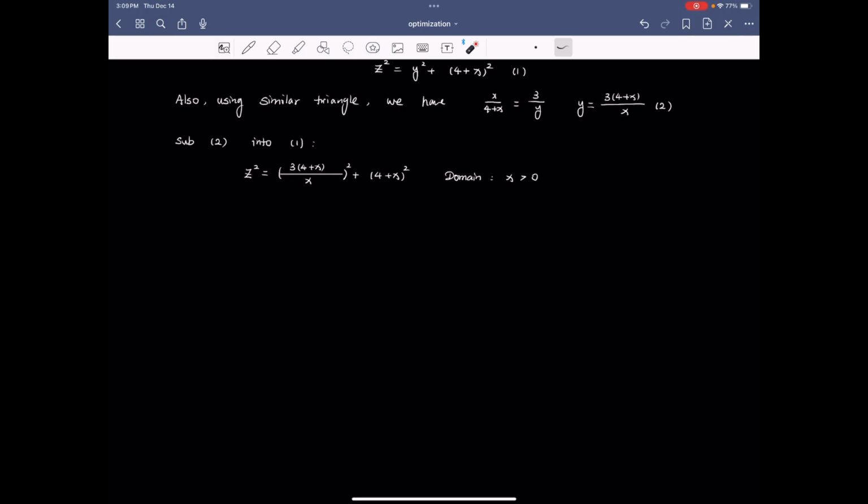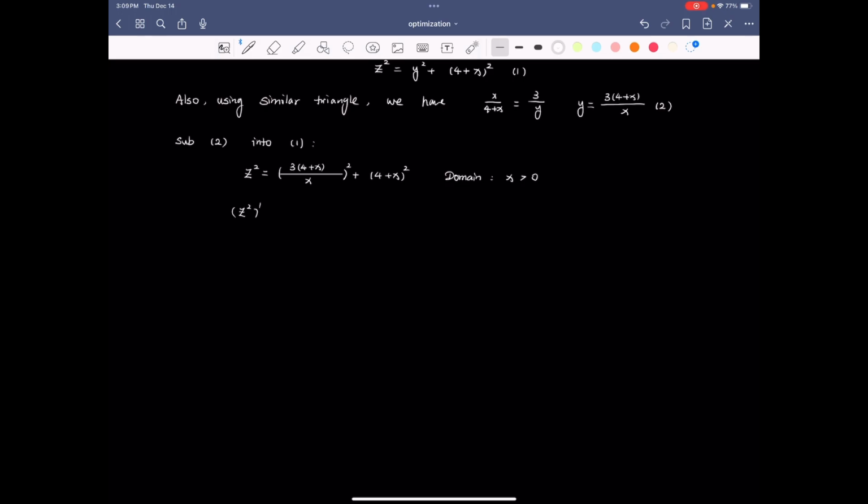Now we can see that although I need to minimize z, because z is squared, z has to be greater than 0, so minimizing z squared can also minimize z. So I don't really need to take the square root or anything. I can just differentiate this part, set it to 0, and see where my x is. So let's do that.